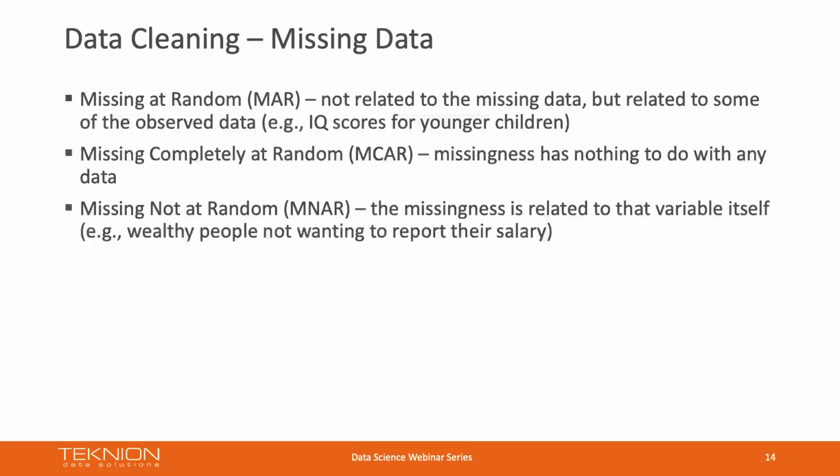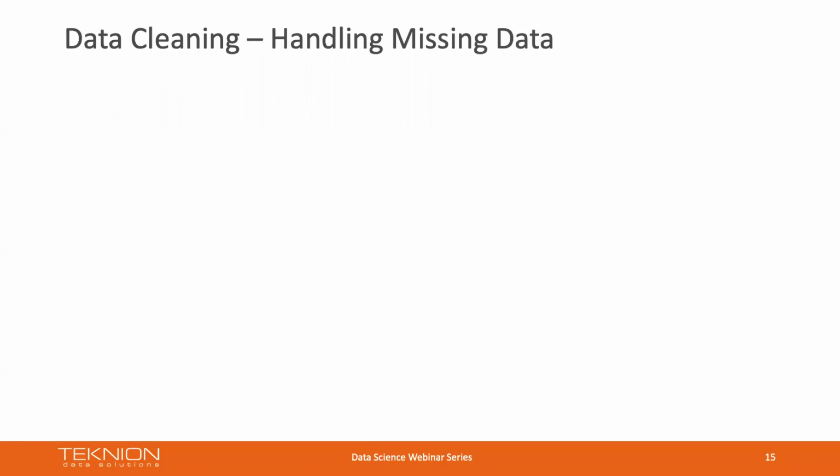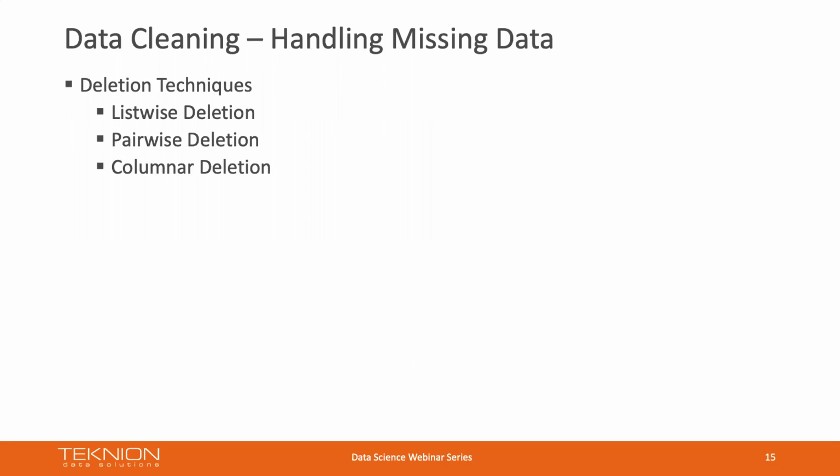So once we've determined why it's missing, how do we handle that missing data? There's really 2 ways we can go. One is by using what we call deletion techniques, and there's really 3 ways that we can do deletion. We can do listwise deletion, meaning that let's suppose we have 5 variables, and if a person is missing any one of those 5, then they just get kicked out of the analysis.